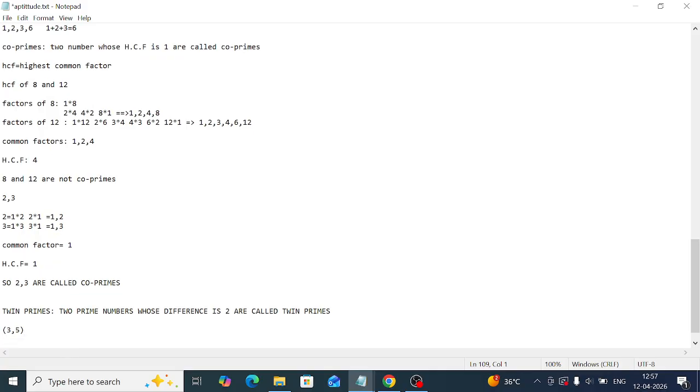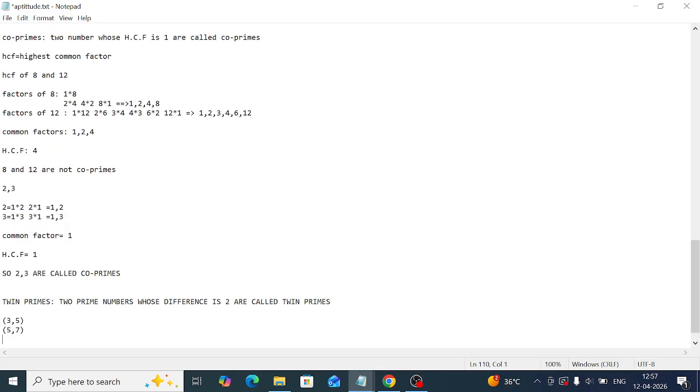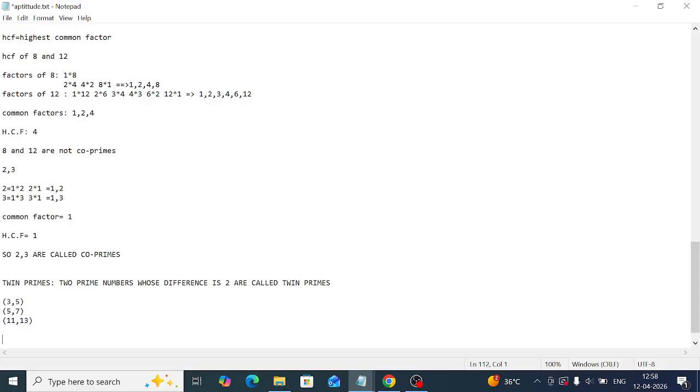Next, like this, 5 comma 7. 5 and 7 both are prime numbers and the difference is 2. That is called twin primes. Next one is 11 comma 13. 11 and 13 both are primes and the difference is 2. These are called twin primes.